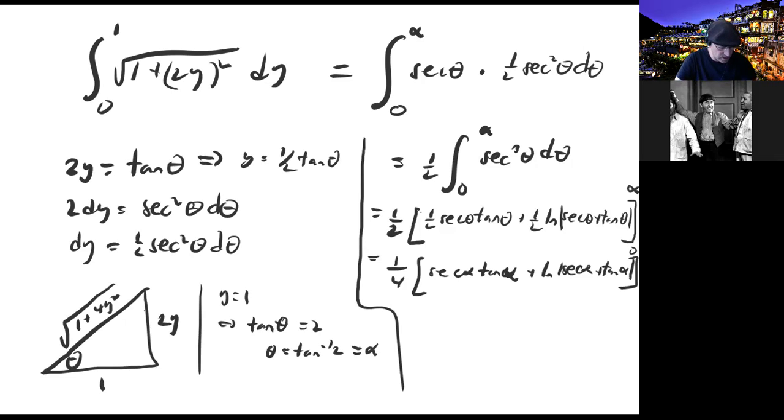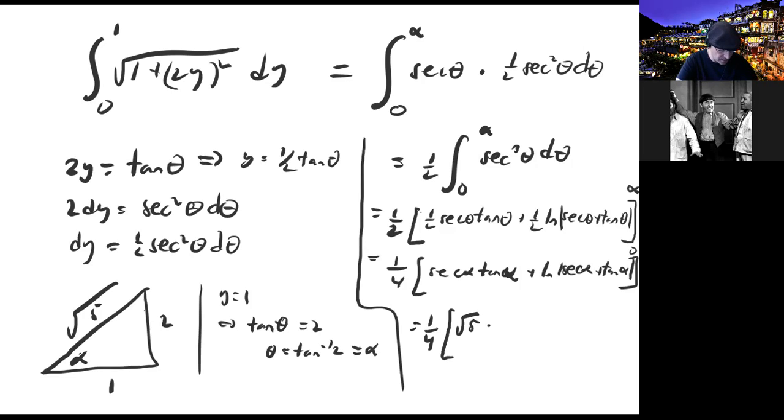Okay, so now we have to figure out what secant of alpha is. What's tangent of alpha? We know that tangent of alpha is 2. So let me redraw the triangle here. We have alpha. Tangent of alpha is 2, so 2 over 1. And the hypotenuse is the square root of 1 squared plus 2 squared, or the square root of 5. So the secant of alpha is hypotenuse over adjacent, so that's the square root of 5.